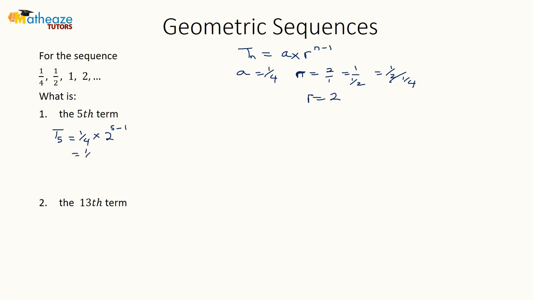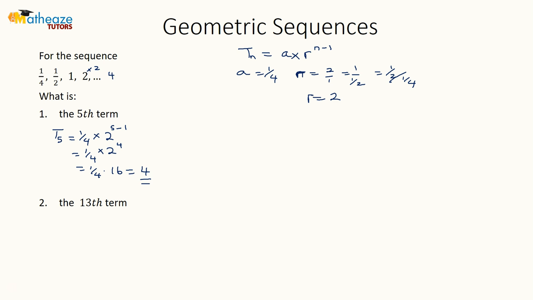So this is going to be 1/4 multiplied by 2 to the power of 4, which is 1/4 times 16, which is equal to 4. We can see here that the fifth term will just be 2 multiplied by 2, which gives us 4. So that's the way to check that.